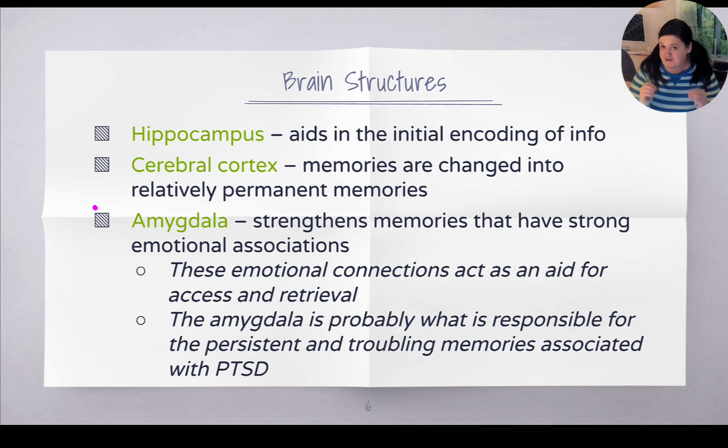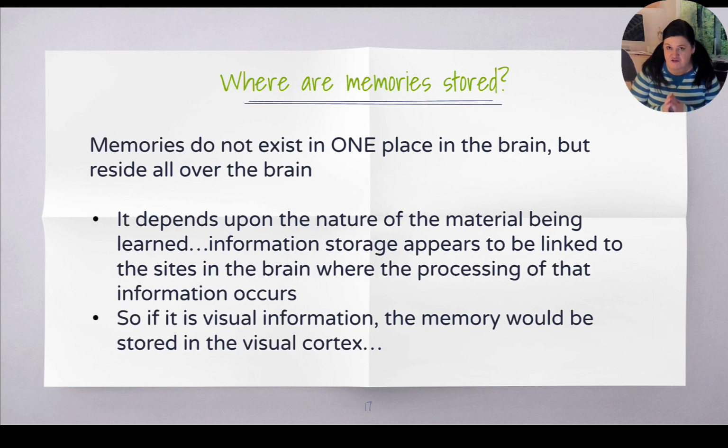The amygdala strengthens the memories and gives us an emotional connection or strong emotional association, and those are our flashbulb memories, right? Those emotional memories that are tied to major events in your life. They serve as our aid for access when we're feeling certain emotions. We can bring back those memories easily. They're so cemented in our long-term memory. Quite frankly, that's probably what's responsible for persistent and troubling memories from post-traumatic stress disorder, right?